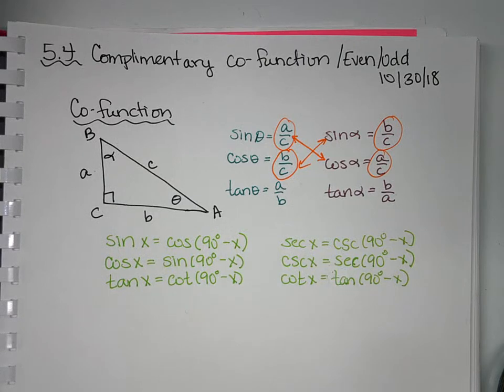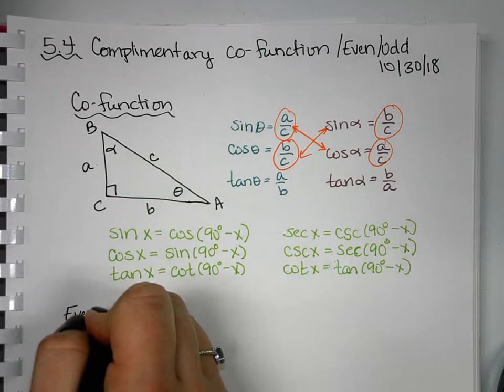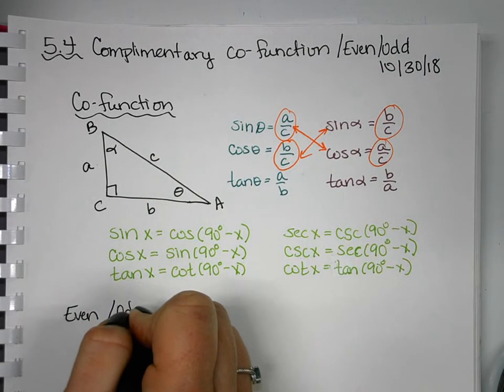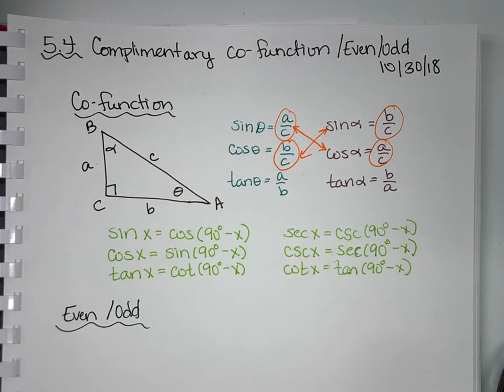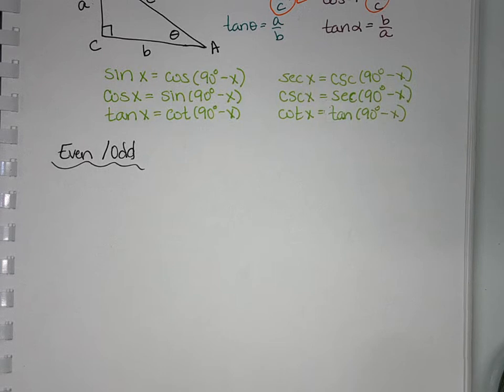The other thing that we're going to look at today, besides cofunctions, is what it means to be even and odd. So just like numbers, functions can be even and odd. I know you did this a little bit last year with graphing. We're going to do a little bit now, and we're going to do a lot more when we get to graphing next semester.